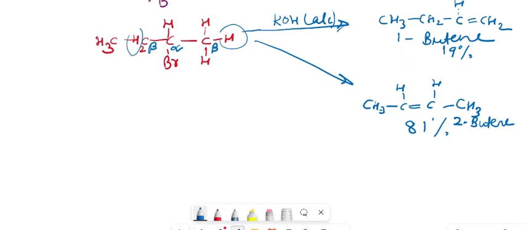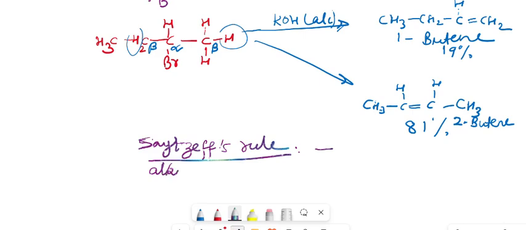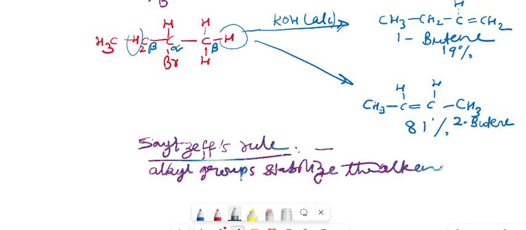This is the major product, and this is according to Saytzeff's rule, which states that alkyl groups stabilize the alkene, and that is why the alkene that is formed is the more substituted. Hence, more substituted alkene is formed.